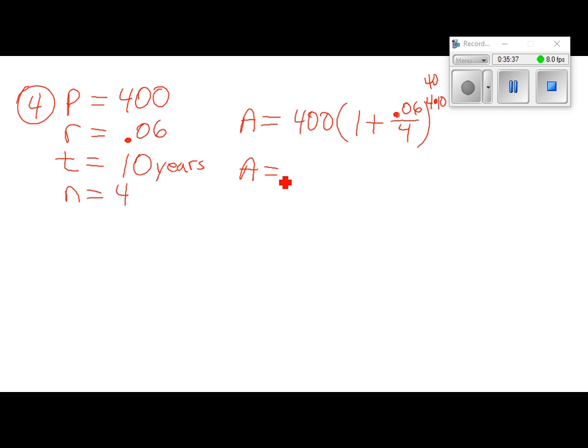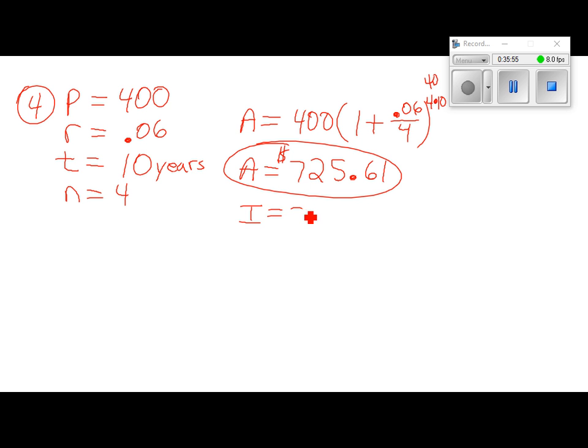$725.61. $725.61. That doesn't seem like much. So that's how much is in the account after 10 years. How much interest did this person earn on their $400? $325.61.